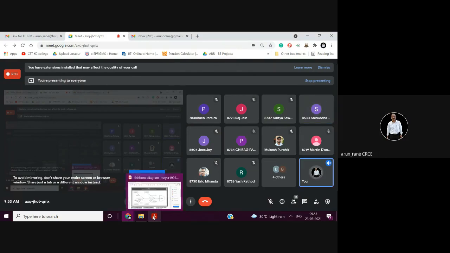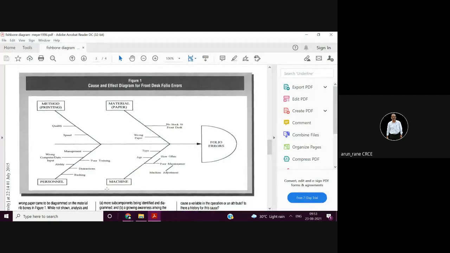You have to identify all the errors. This is a very beautiful diagram related to the machine. See, these are the four major causes you identify. Errors can be because of the machine, because of the material, because of the method, and because of the man. Personnel means man.